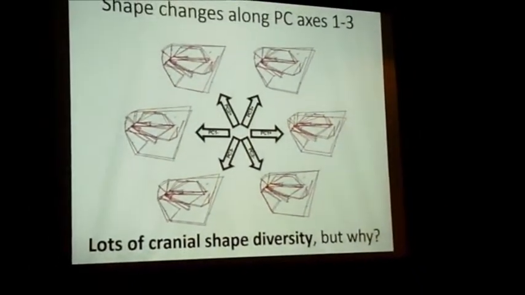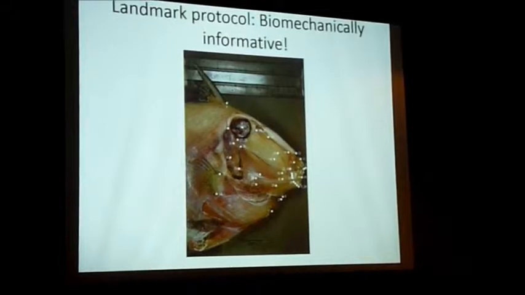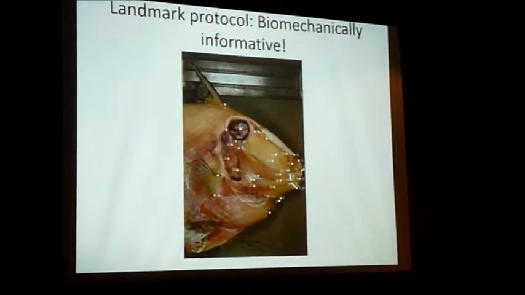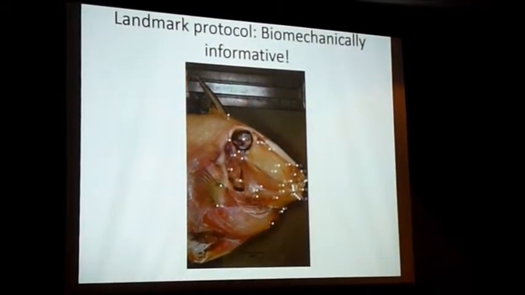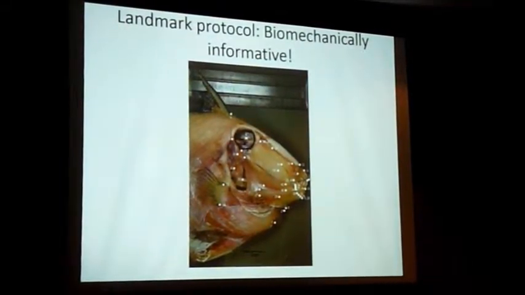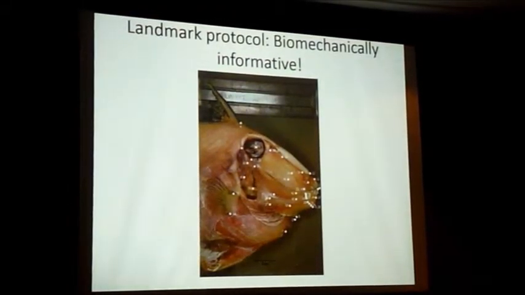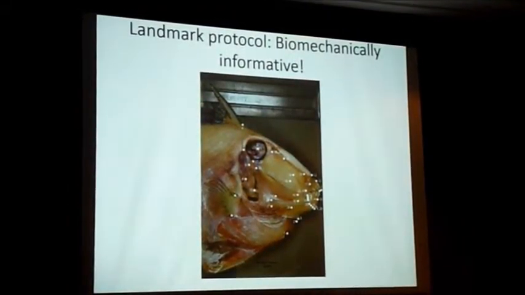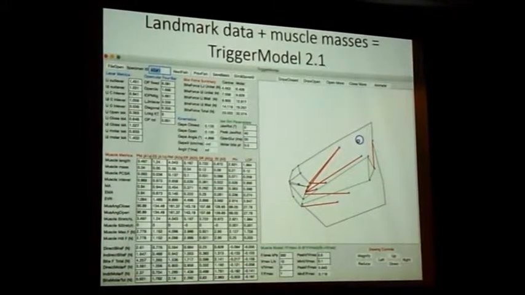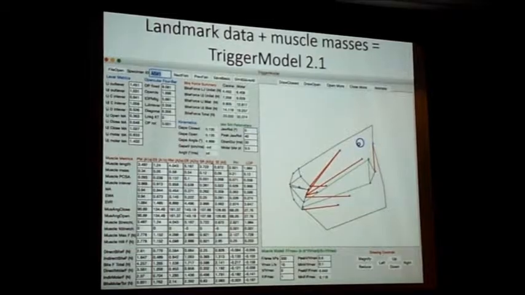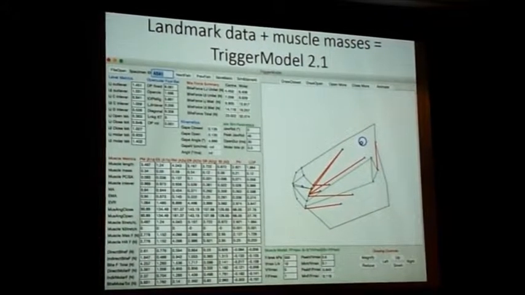And the functional morphologist in me could not help but ask, what is the functional significance? That was the other part of my dissertation research. I'm not going to get into it right now, but I made my landmark protocol to be biomechanically informative. Essentially, we could use the relative position of muscle insertions, their lengths, and jaw joints to build a jaw biomechanical model that tells us all sorts of really interesting information about what the bite performance of triggerfishes is.